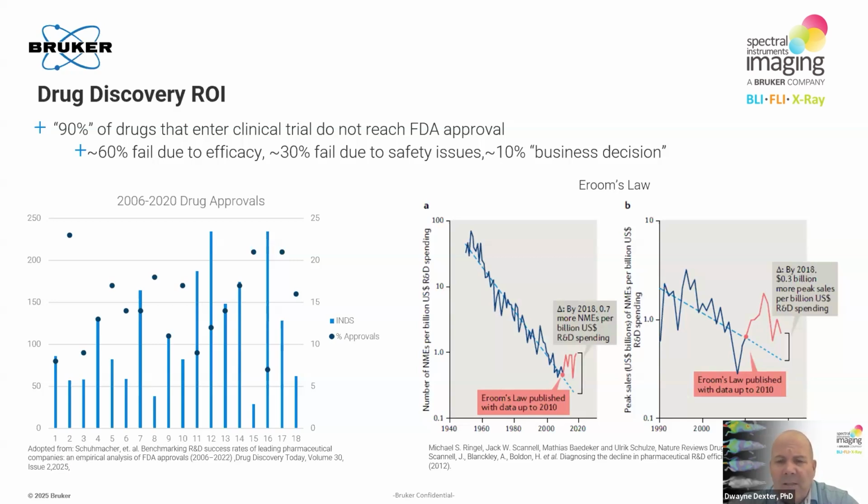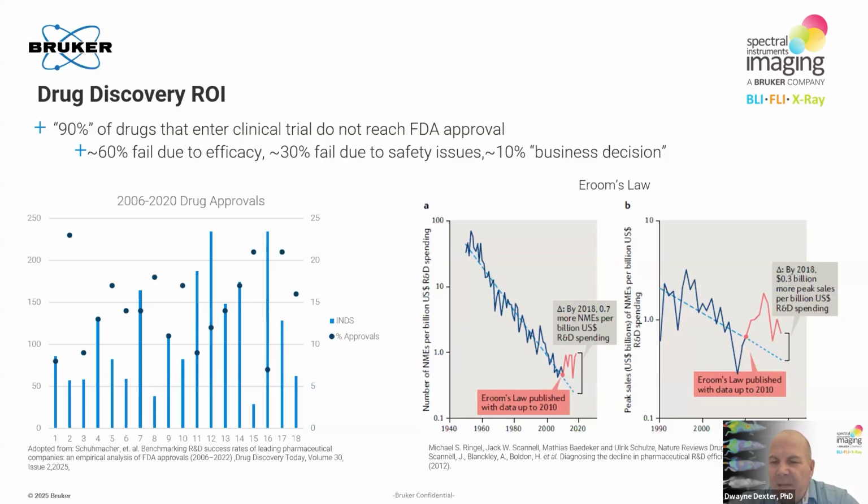Another way of looking at this is on the right-hand side. Scannell et al. published a pretty interesting paper in 2012 looking at the return on investment in drug discovery versus approval rates, termed Eroom's law, a takeoff of Moore's law. You can see that, instead of doubling success rates, the more money that was applied into the drug discovery process, we actually had a lower return on investment.